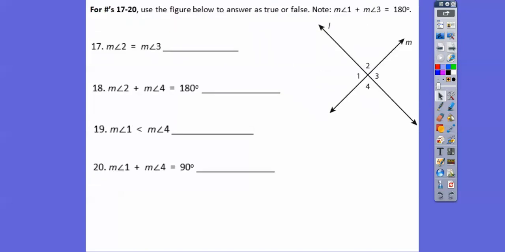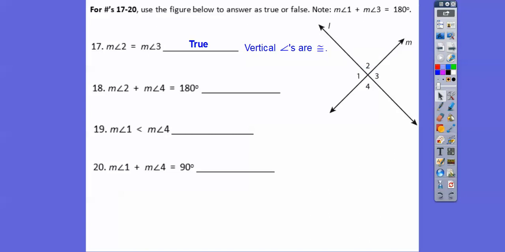All right, so here, use this figure to answer true or false, and it says, notice that 1 plus 3 equals 180. Okay, well, I do know this, you guys, that 1 plus 3, or 1 and 3, are congruent to each other because they're vertical angles. And so if they're congruent to each other and they add up to 180 up here, then each one has to be 90, because 90 plus 90 equals this 180. So that's a right angle, that's a right angle. That makes everything a right angle going all the way around right there.